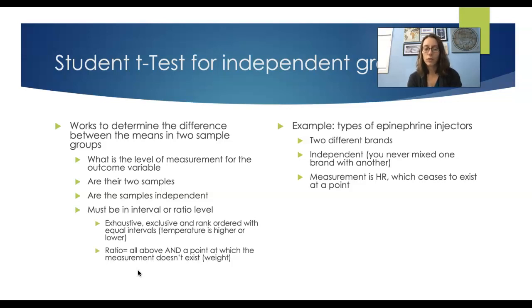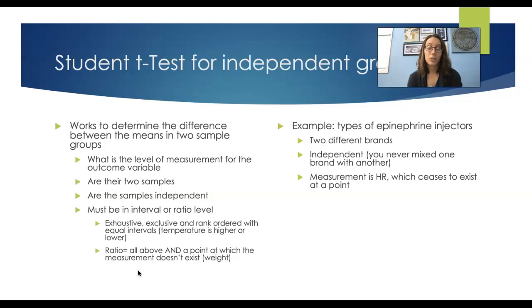And just as a little reminder here, an interval is an exhaustive, exclusive, and rank ordered list with equal intervals. So for example, temperature being higher or lower by 1 degree, 2 degrees, whatever. And ratio is all of the above and has a point at which the measurement doesn't exist. So weight would be an example of that. You can't weigh negative 0.2 pounds. You're either at 0 or above.